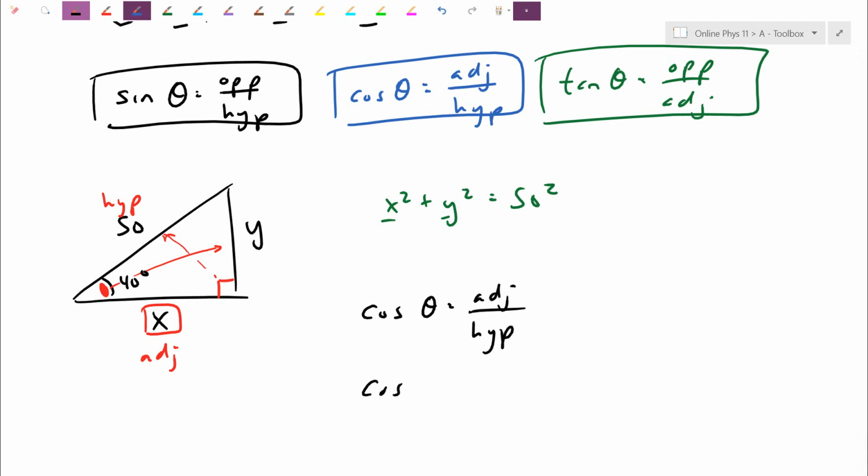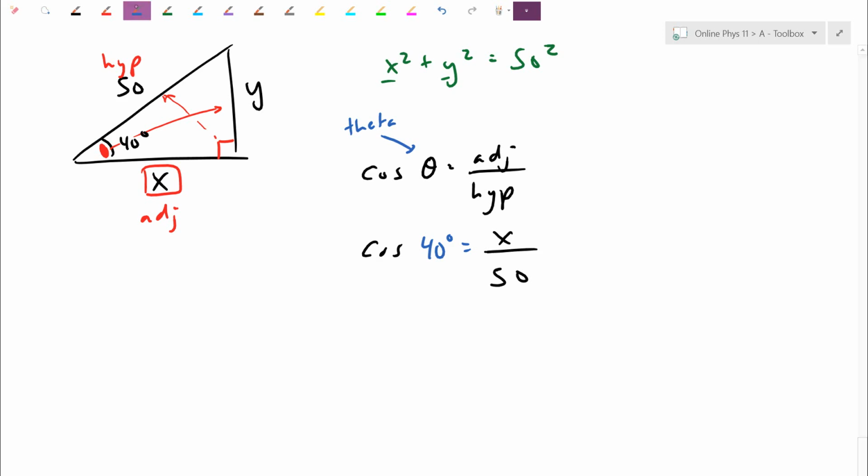Cosine, let me actually give you that word there. This circle with a line through it here is the Greek letter theta, usually an angle. So cosine of my angle, which is 40 degrees. The adjacent I don't know, but I put a placeholder in for x, and I'm going to divide it by the hypotenuse, which is 50. If you have never seen this, I know the cosine of this theta looks a little scary.